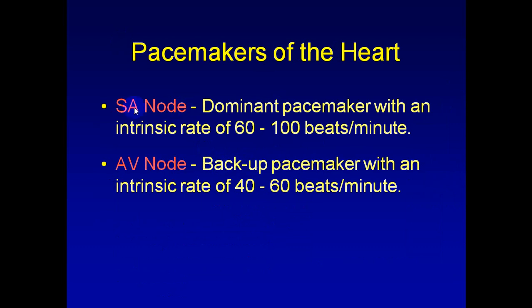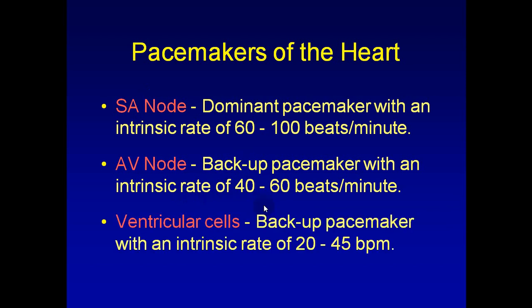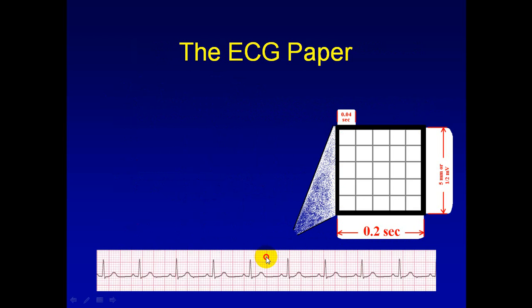If there is a failure or defect in the SA node, the AV node will dominate the impulse with an intrinsic automaticity, or spontaneous discharge, of 40 to 60, less than the SA node. The ventricular cells are the last backup pacemaker, with the lowest rate, 20 to 45. So spontaneous discharge could occur in any part of these cells, but the fastest is the SA node and the slowest is the ventricular cells.